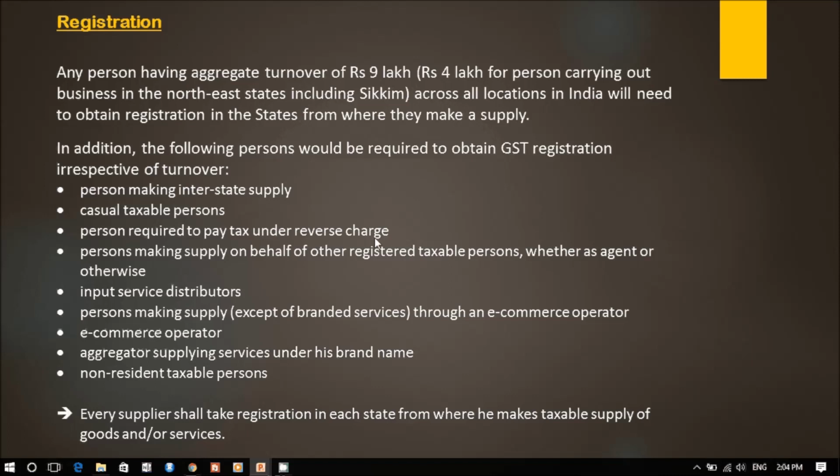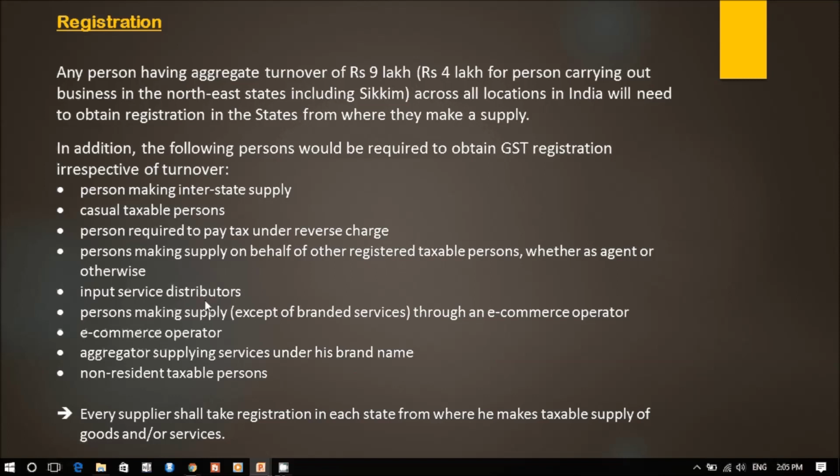Person required to pay tax under the reverse charge. A person who has a liability to pay the tax under the reverse charge has to mandatorily apply for the registration. This condition was the same as earlier in service tax. Person making supply on behalf of another registered taxable person, whether as agent or otherwise. So if a person is supplying on behalf of another taxable person who is registered, either as agent or in any other position, then he will have to mandatorily take the registration irrespective of the turnover.